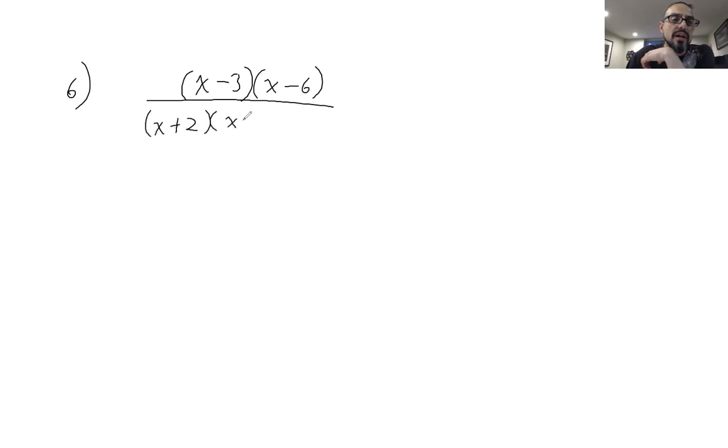I won't show you how I got there, but I'll show you how I could have something like x minus 3, x minus 6, and then on the bottom, x plus 2, x minus 3, and x plus 5.